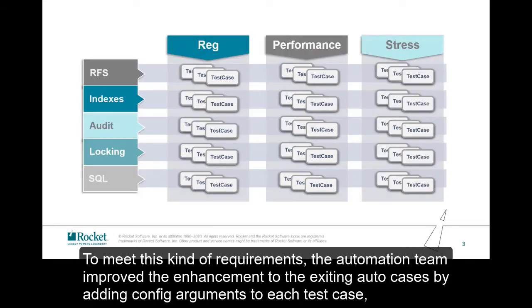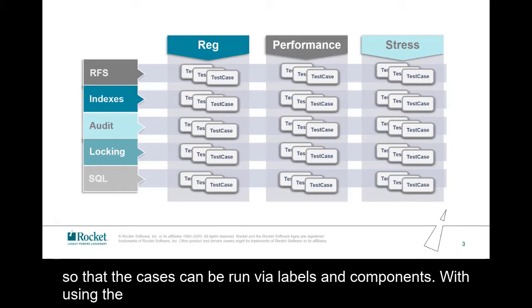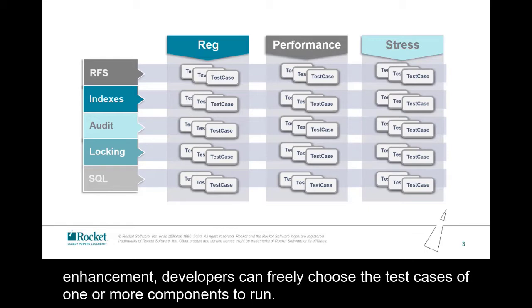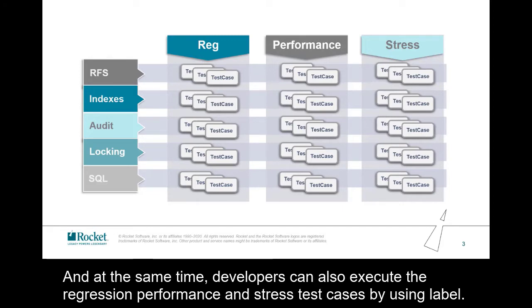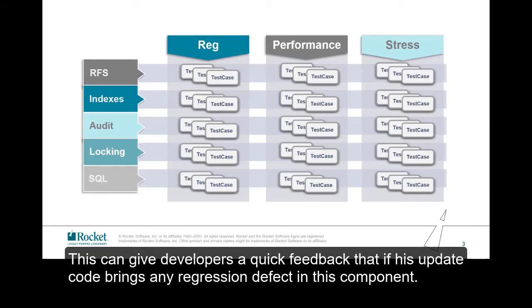To meet this kind of requirement, the automation team implemented an enhancement to the existing auto cases by adding config arguments to each test case, so that the cases can be run via labels or components. With this enhancement, developers can freely choose the test cases of one or more components to run. At the same time, developers can also execute regression, performance and sanity test cases by using labels. This can give developers quick feedback on whether his updated code brings any regression defect in this component.